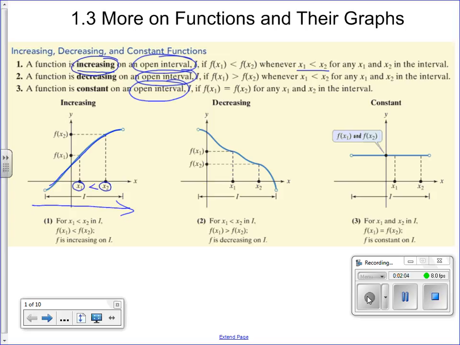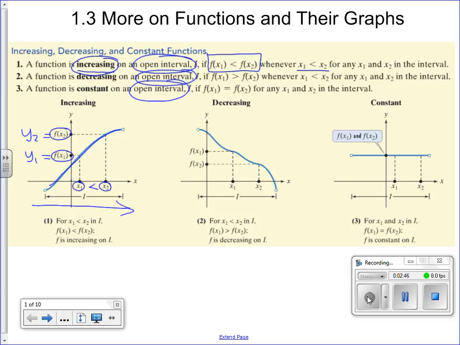Okay. Now, the definition has this part that says if f of x sub 1 is less than f of x sub 2, then the function is increasing. So remember, here we're talking about the y value that corresponds to x sub 1, or the y value that corresponds to x sub 2. So what we're saying here is that x sub 1 is lower, closer to the origin. So f of x sub 1 is less than f of x sub 2. Okay? So that will be the way to interpret that definition.